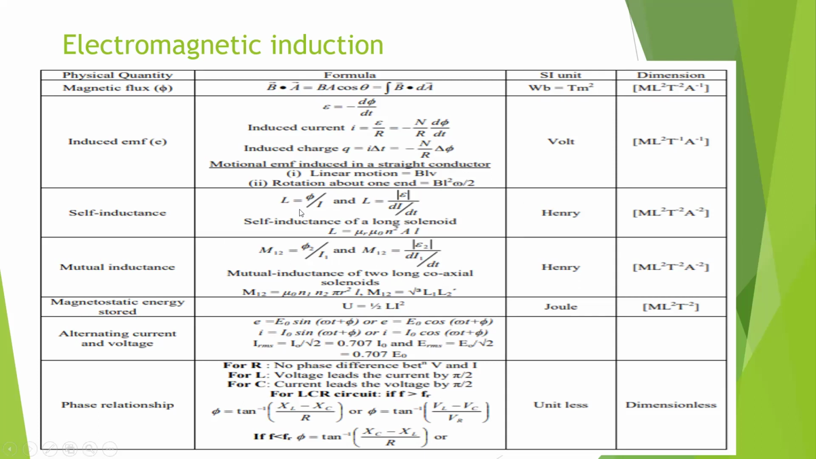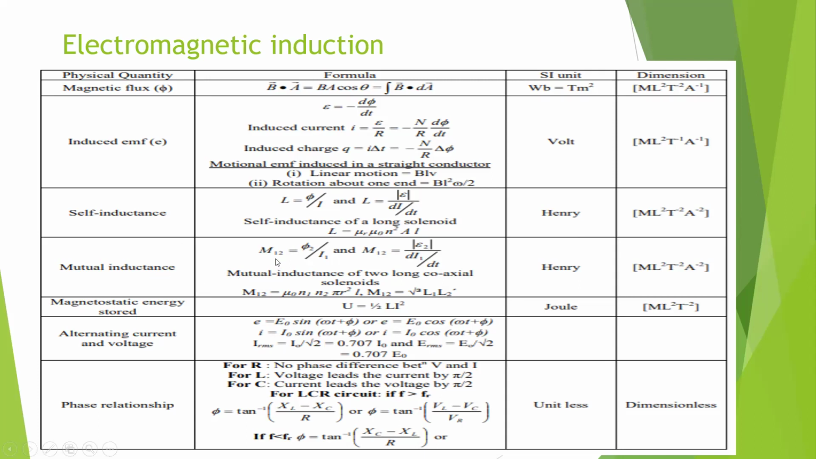Self inductance. L is represented as self inductance, which is equal to phi by I, which is equal to epsilon by di by dt. Self inductance of a long solenoid is L equal to mu r mu naught N square A l, where N is the number of turns. The SI unit of self inductance is Henry. Its dimension is M L square T to the power minus 2 A to the power minus 2.